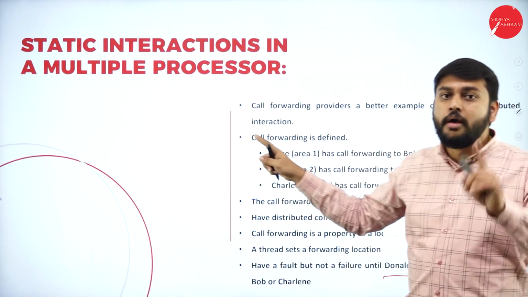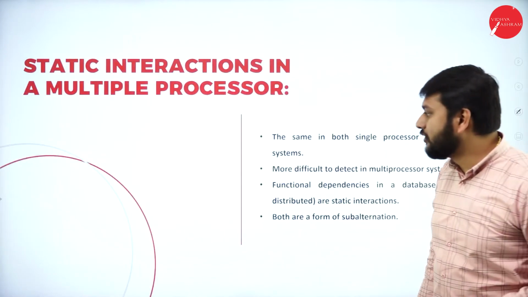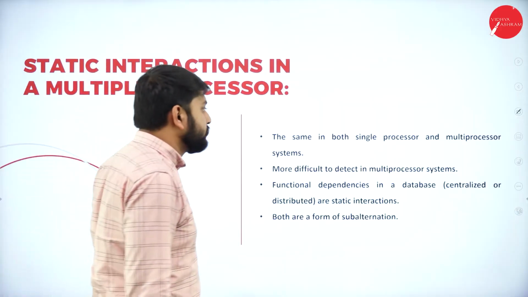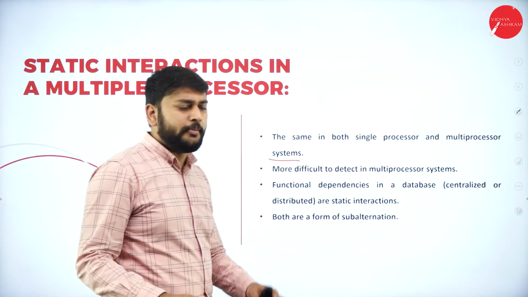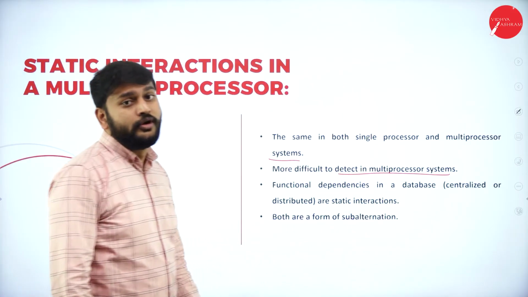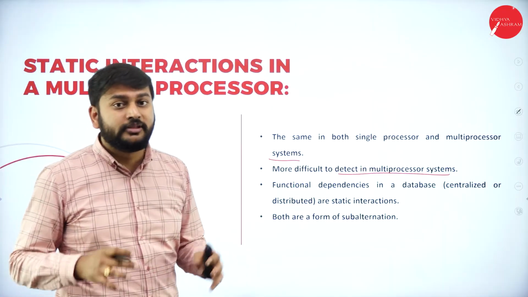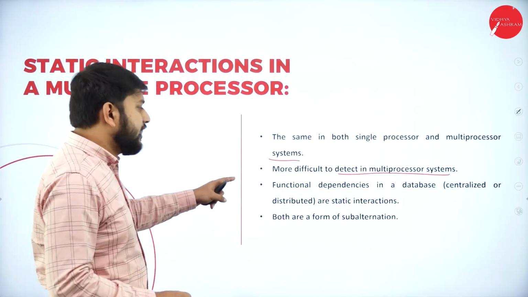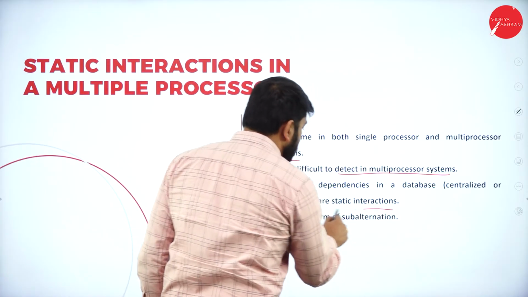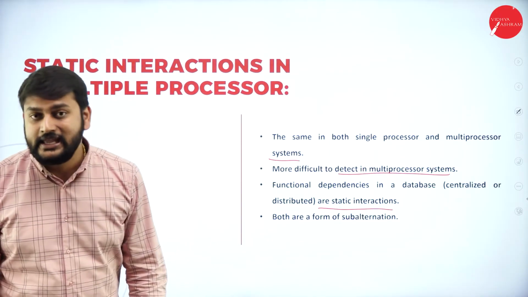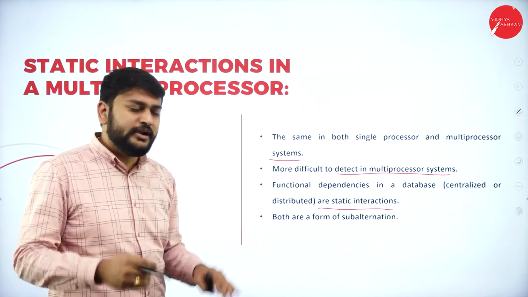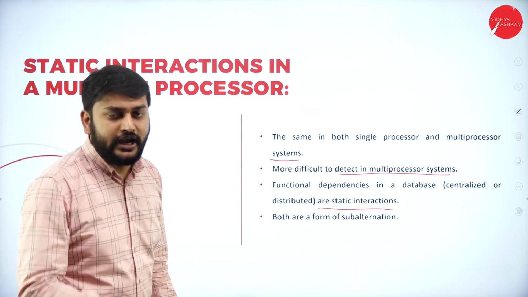Static interaction in a multiprocessor. This is a very important point: it is the same in both single processor and multiprocessor systems. More difficulty to detect in a multiprocessor system is what you need to remember. The failures in the multiprocessor system are very difficult to detect. And functional dependencies in the database are static in nature. If you have studied normalization, you will understand this clearly. So functional dependencies are static in nature with respect to the database.